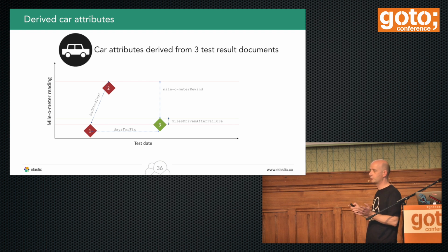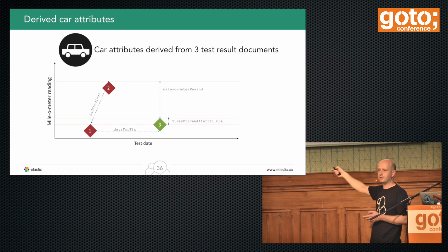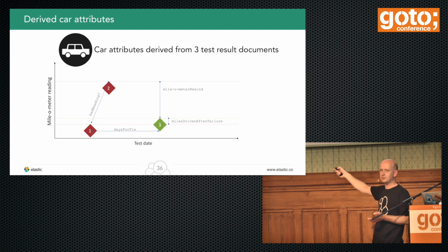So what attributes could we derive from this information? We've got the test date on the x-axis, and we've got the mileometer reading on the y-axis, which is doing something a little bit strange. First of all, in 2 days, this guy managed to drive 100,000 miles. That's not physically possible. So you can detect that. And there's a lot of readings like that.